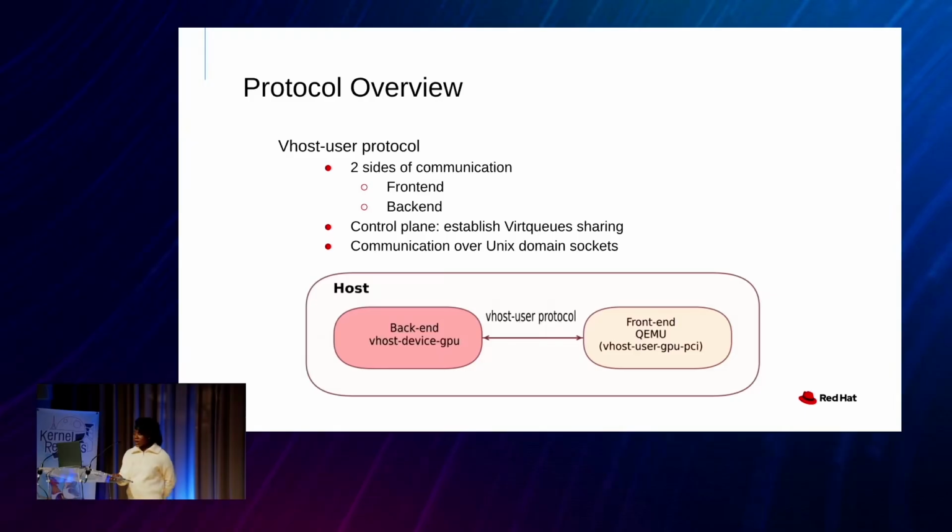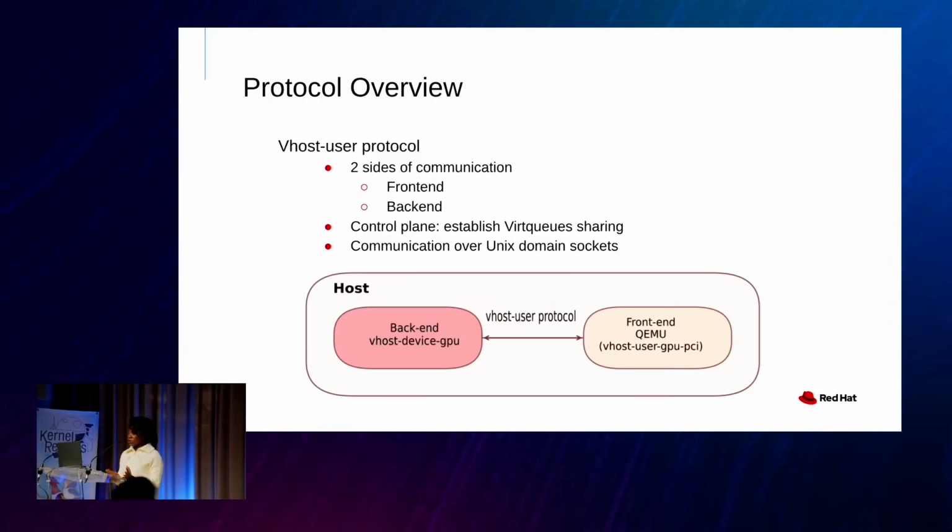Now that we understand how the renderer backend is chosen, let's take a look at the communication between QEMU and the device, and how that works under the hood. We have a virtual GPU device relying on two main protocols. One is the generic vhost-user protocol, and the second one is the GPU-specific extension. Let me walk you through how they both work together.